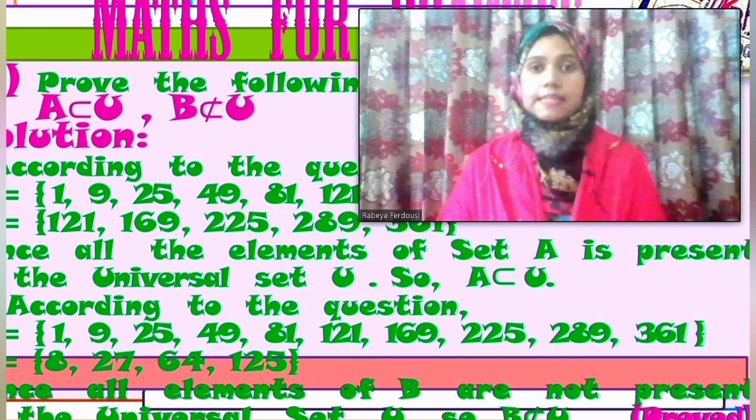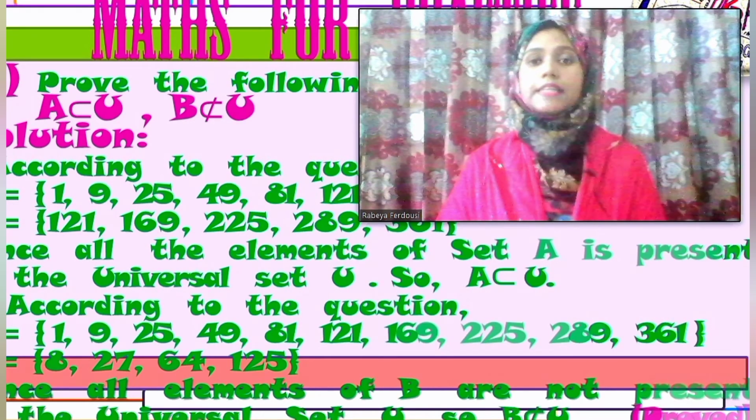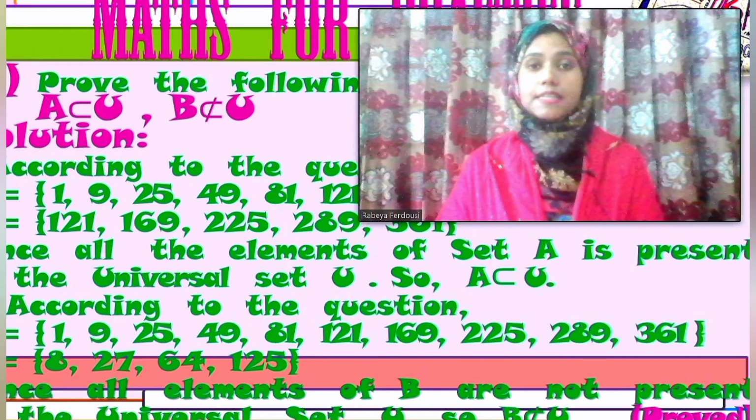The second statement is set B is not a subset of universal set U. According to our question, we know universal set U contains the odd numbers which are actually the square values of numbers 1 to 19. And set B contains the numbers 8, 27, 64, 125, which are cube values of numbers 2, 3, 4, 5. Here you can see all the elements of set B are absent in the universal set U. Universal set U does not contain even one number of set B. So we can say easily, set B is not a subset of universal set U. So our two statements are proved.